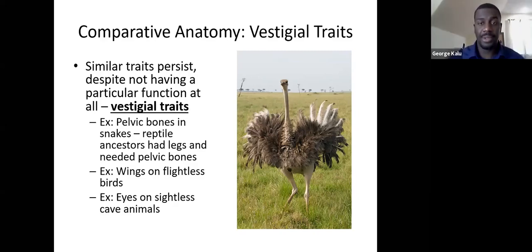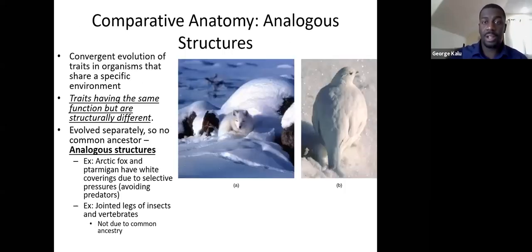Okay, so those are vestigial traits. And the last one are analogous structures. Analogous structures are indicative of what's called convergent evolution. Convergent evolution tells us that two different species have developed similar traits for the same reason. Different traits, but for the same reason.